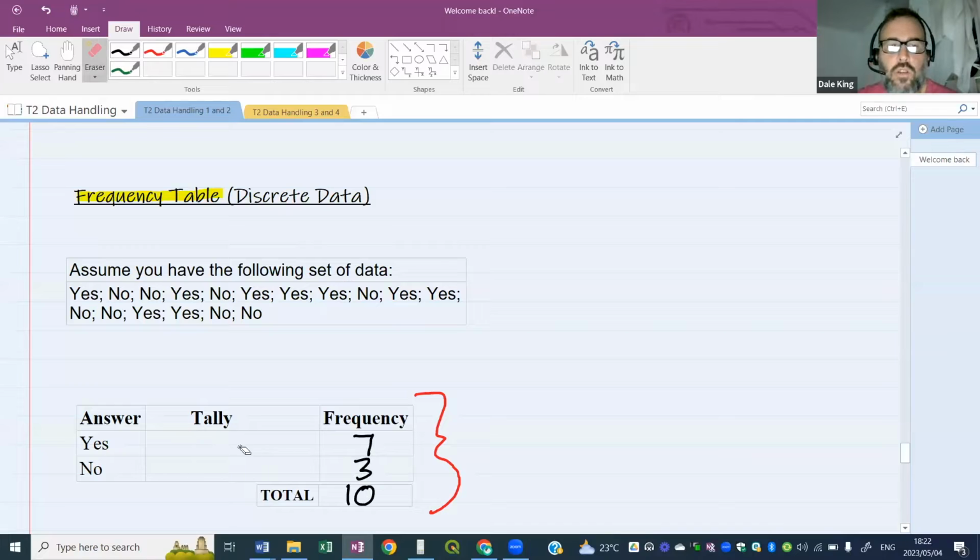All right, but you're going to do this yourself with this data set that you see on the screen here. I've got a whole lot of yeses and no's. You're going to do a tally for them first, and then put the frequency number in for each one, and then do a total.